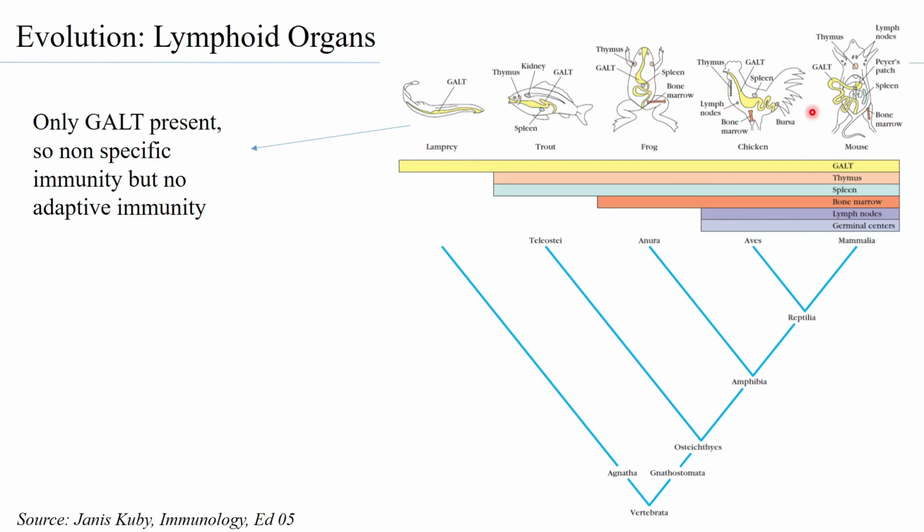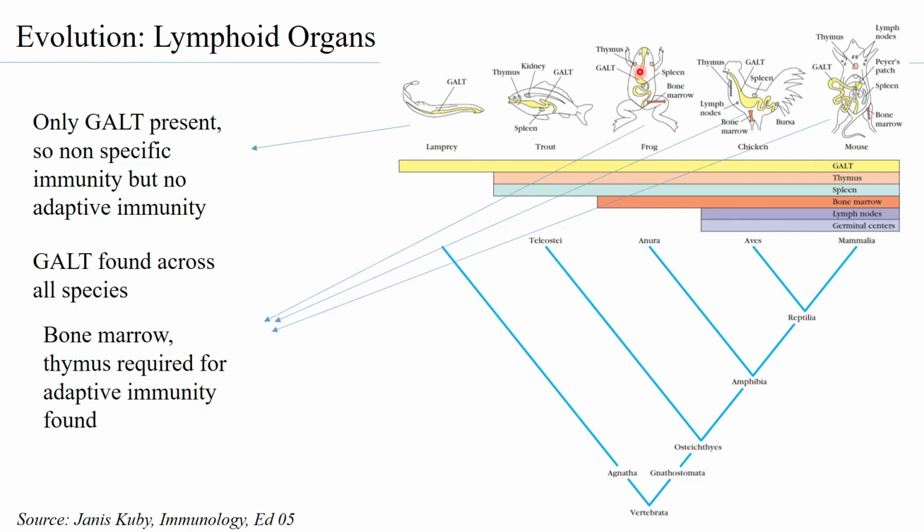But when you move on to the mice, you will find that the mice not just have GALT, they have the thymus, the bone marrow, the spleen, the Peyer's patch, the lymph nodes. They have everything that is required for both the non-specific as well as the specific immune system. So whether it is frog, chicken, or mouse, you will find that they have slowly, gradually developed bone marrow and thymus, which are required for adaptive immunity. That is something interesting to observe, that within the vertebrates itself, you can find that lower vertebrates don't have as well defined an immune system as compared to higher vertebrates.